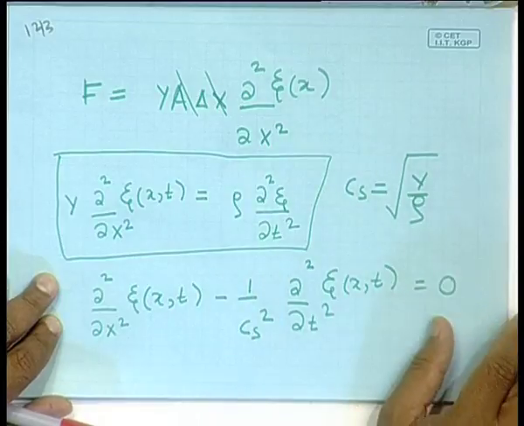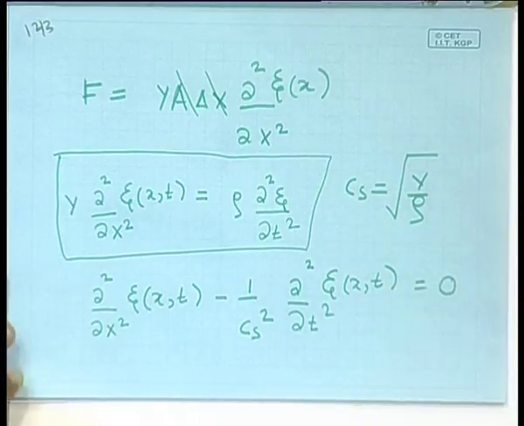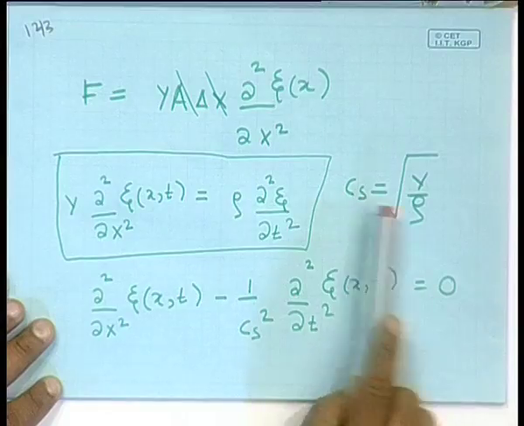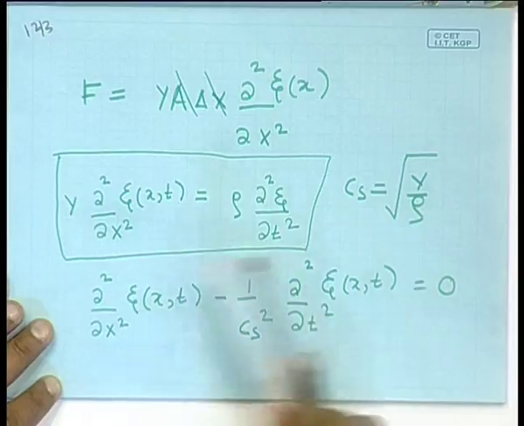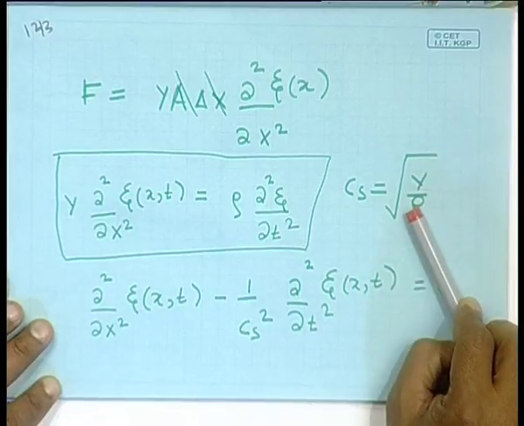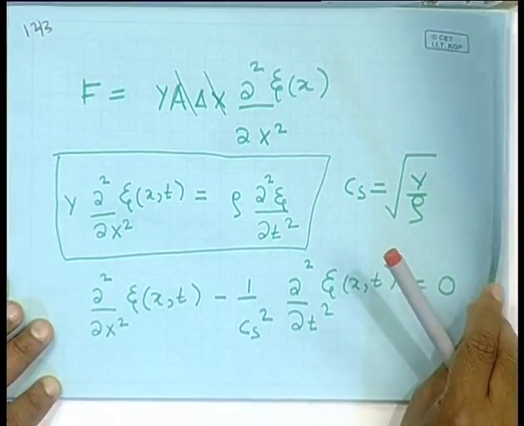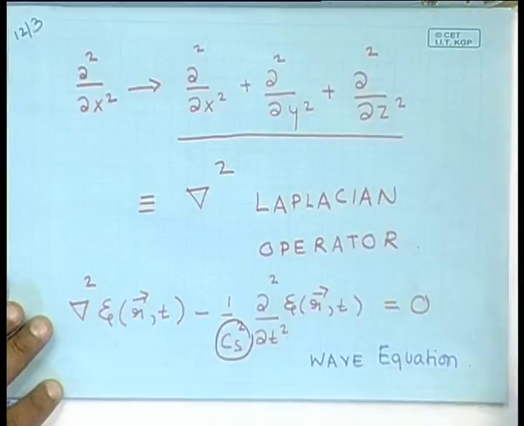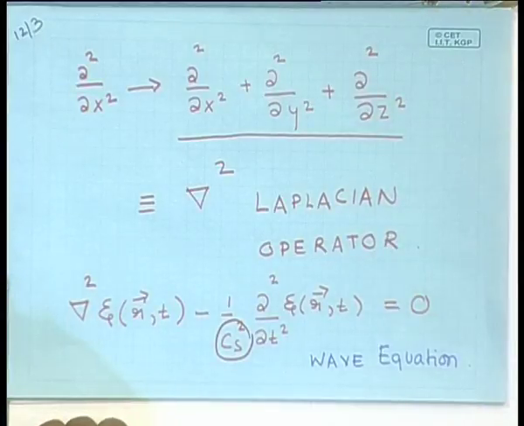If I have some other kind of wave, if I have wave disturbances in a stretched string, then this phase velocity is the square root of the tension divided by the mass per unit length of the string. For an electromagnetic wave, it is the speed of light in vacuum, and so forth.